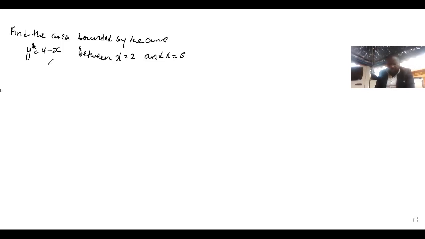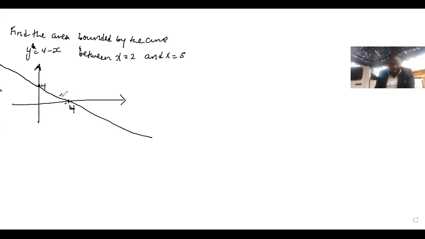So to start with, one needs to know how the line looks like. You'll find that when x is 0, y is positive 4, whereas when y is 0, x is also 4. So ideally the curve looks like this. Now they want us to find the area between x is 2 and x is 6.